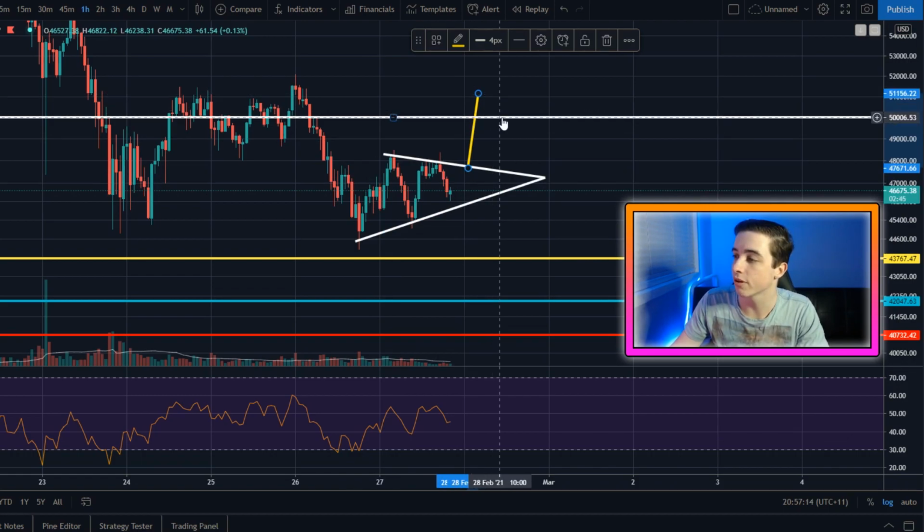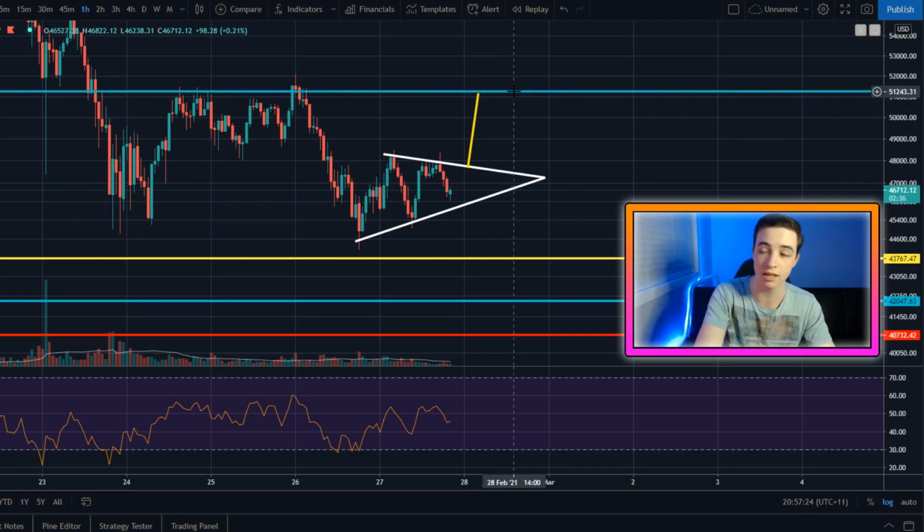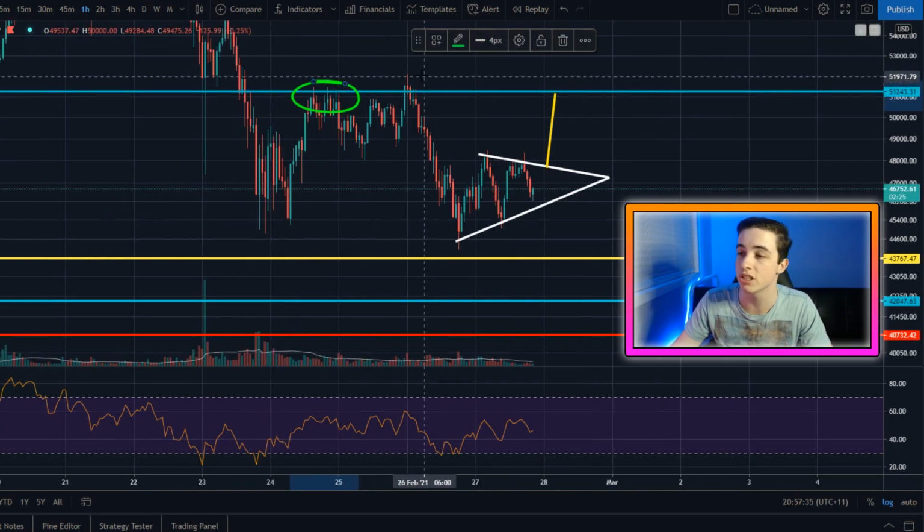So I'm just going to quickly get rid of this line here. That was just the 50K level that I've had on the chart for a while now. And 50K, that's still an important level, obviously. But yeah, this price target up here is sitting at around 51,000. And this is actually perfectly coming in confluence with these highs that we saw just here and here.